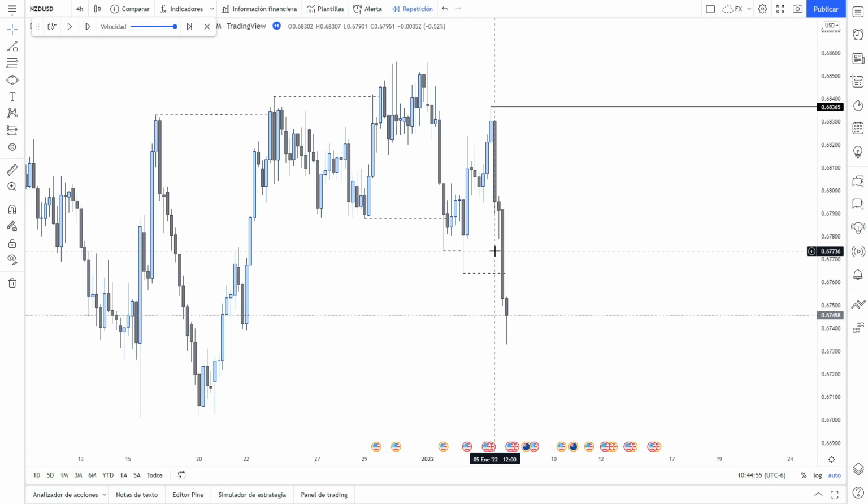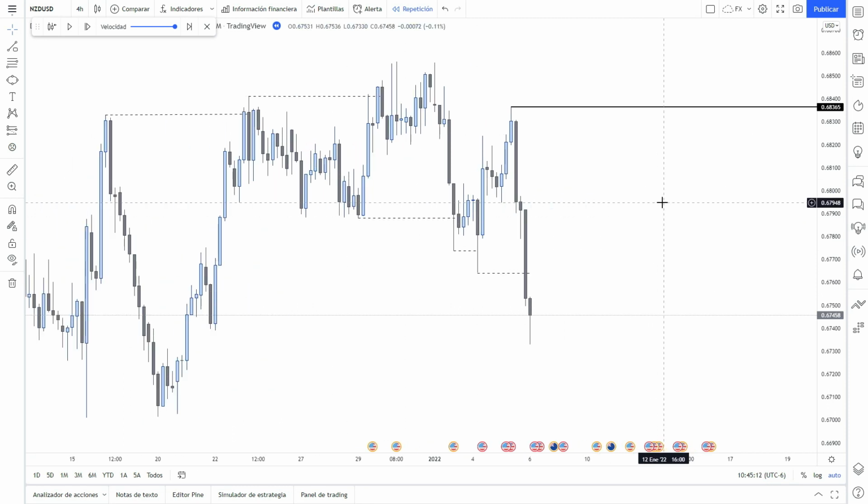We are supposed to look for sell entries in our lower time frames, since our direction is bearish. That's all we have to do, just to identify our direction. And also, if you're taking notes, you can note this.